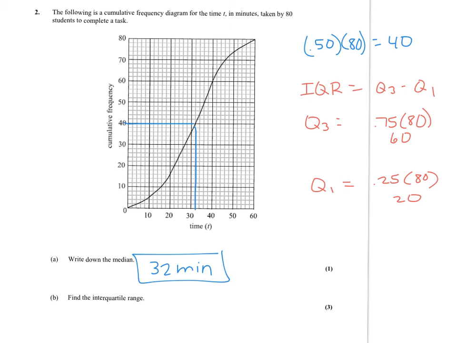So we're going to go up to 60, go over and down, and that is a time of 40 minutes. And we're going to go to the 20th student and go over and down, and that looks like that is 22 minutes. And the interquartile range would be 40 minus 22, which is 18 minutes.